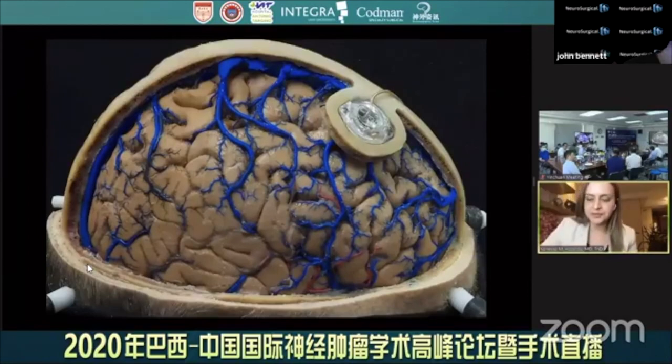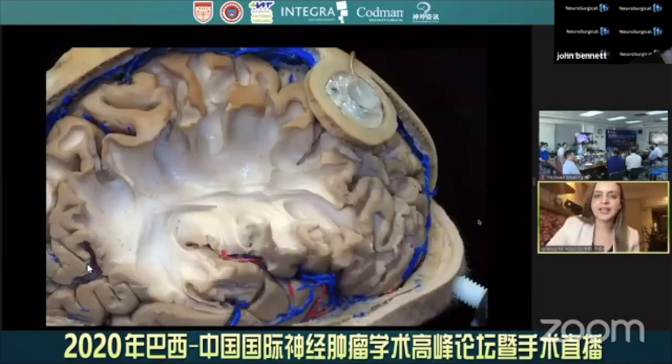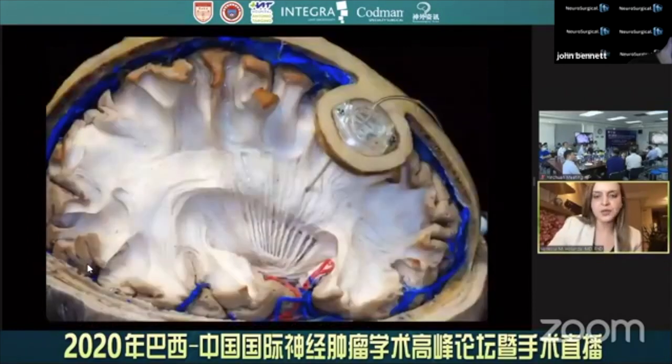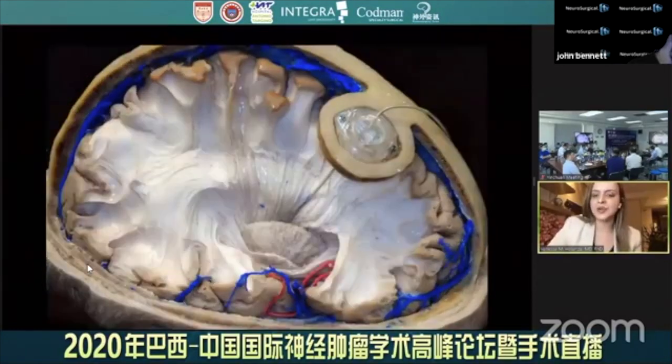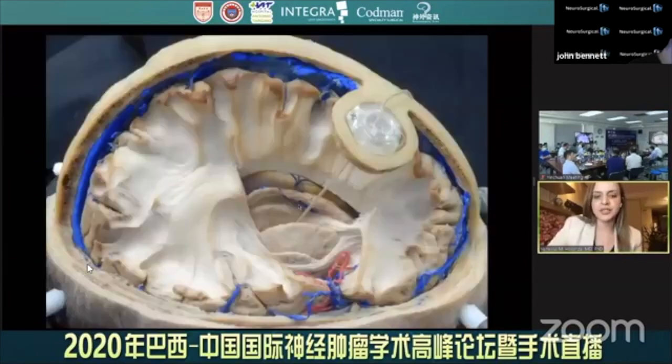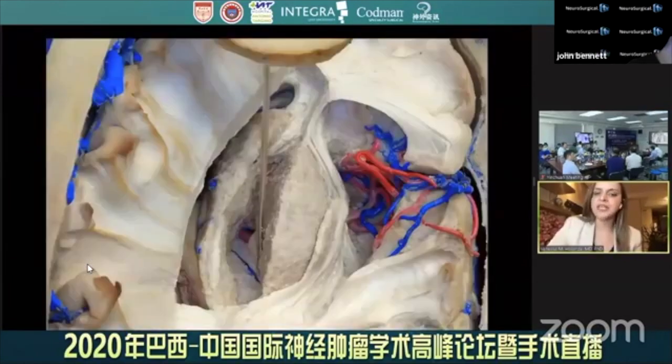When we go deeper, we have here again the U fibers and also the superior longitudinal fasciculus, corona radiata, and then going deeper, putamen. Going deeper, we have GPE and GPI, exactly as I showed you. The neuroanatomy is the same for all the procedures.